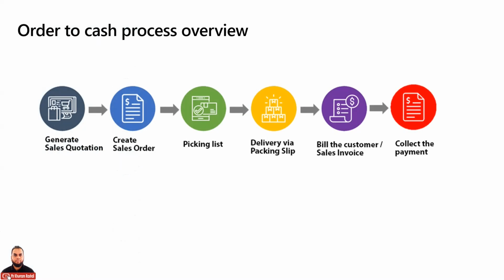the whole cycle. So starting with the order to cash process, the process starts with receiving an RFQ, which is a request for quote from the customer side, or maybe a prospect as well. A customer means someone with whom we have done some transactions in the past, and a prospect is a party with whom we have not yet done any transaction. So that can be a potential customer, the prospect.